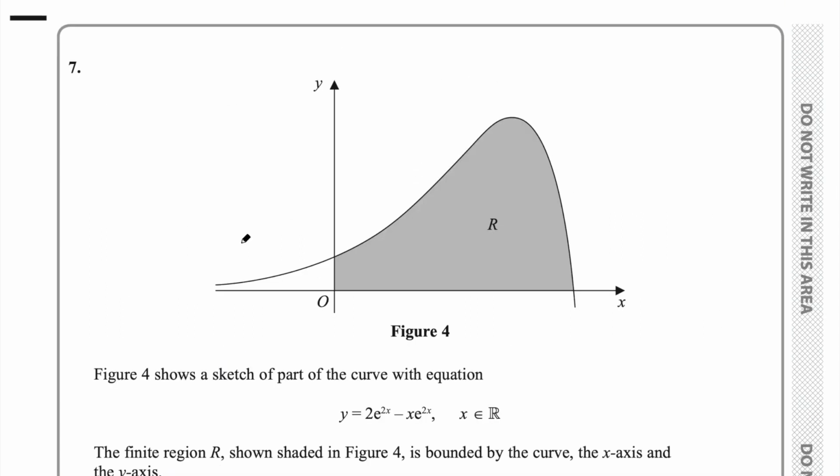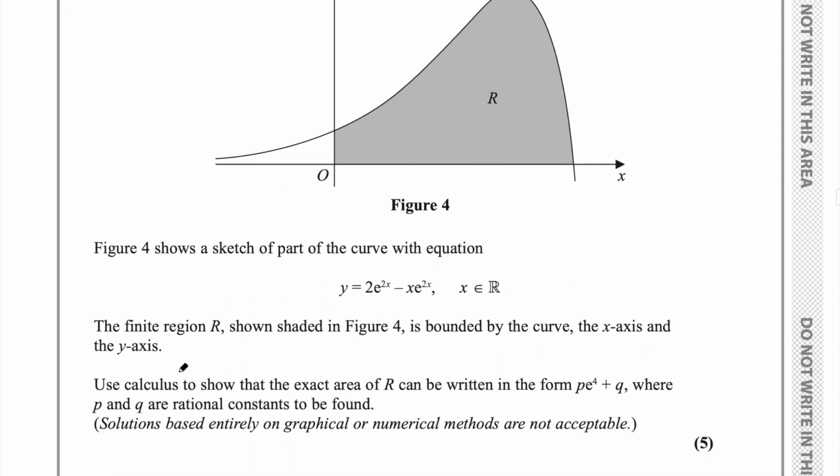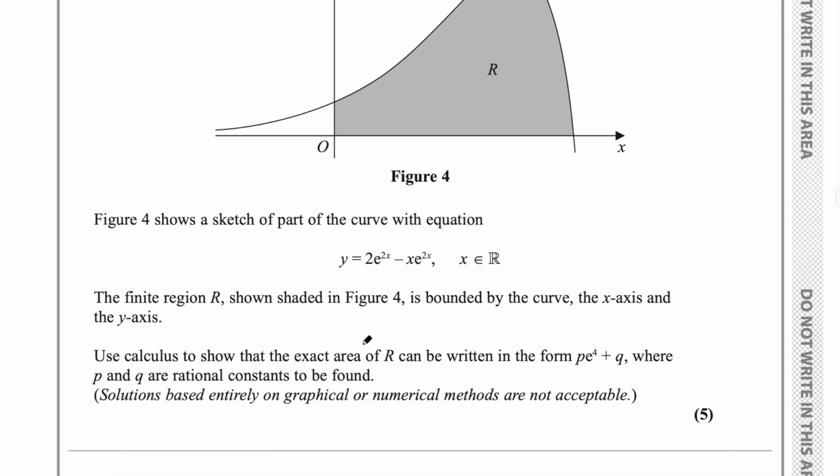Question 7 gives us a graph, and it says figure 4 shows a sketch of the curve with equation y equals 2e to the power of 2x minus x e to the power of 2x, where x is any real number. The finite region R shown shaded in figure 4 is bounded by the curve, the x-axis and the y-axis. Use calculus to show the exact area of R can be written in the form p e to the power 4 plus q, where p and q are rational constants to be found, and solutions based entirely on graphical or numerical methods are not acceptable.